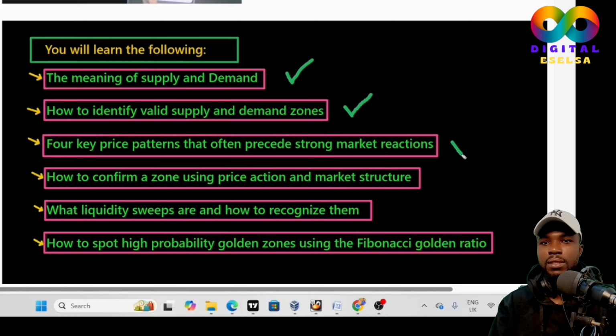Now I also explained the 4 key price patterns that often precede strong market reaction, and then how to confirm a zone using price action and market structure. Price action and market structure is big when it comes to technical analysis. Then I talked about liquidity, what liquidity sweeps are, and how to recognize them in this particular PDF, and then how to spot high probability golden zones.